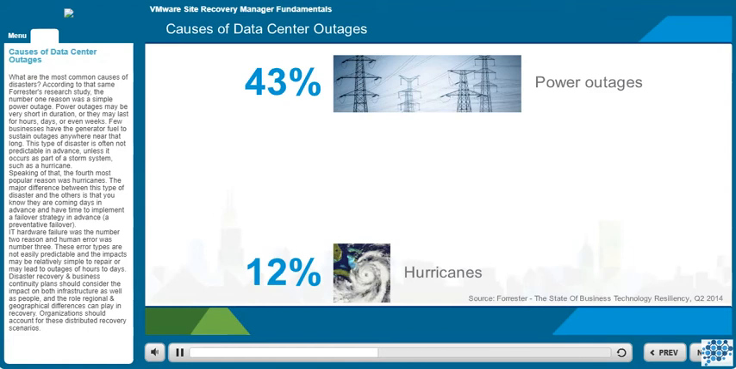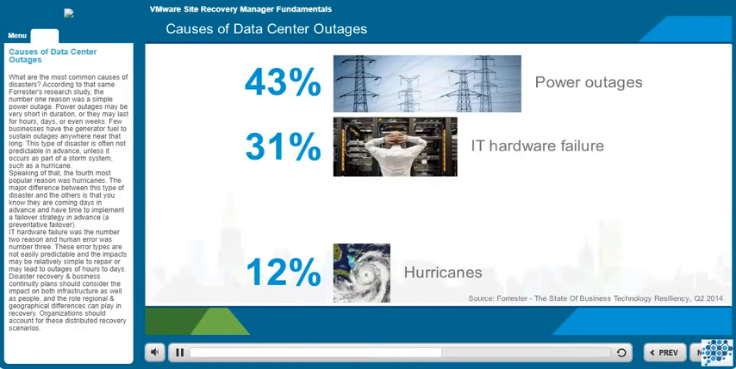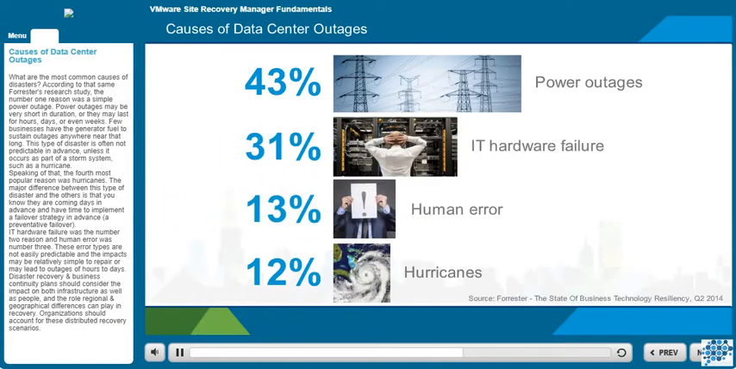The major difference between this type of disaster and the others is that you know they are coming days in advance and have time to implement a failover strategy in advance, a preventative failover. IT hardware failure was the number 2 reason, and human error was number 3. These error types are not easily predictable, and the impacts may be relatively simple to repair or may lead to outages of hours to days.